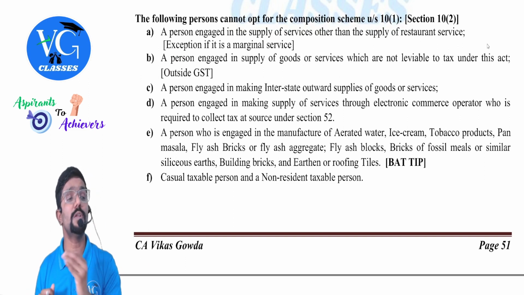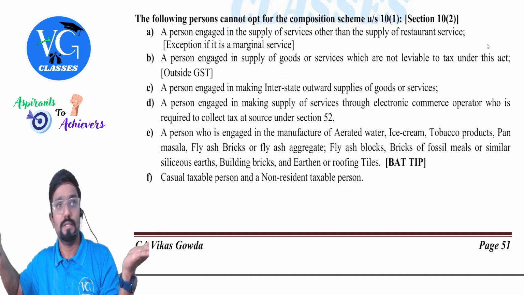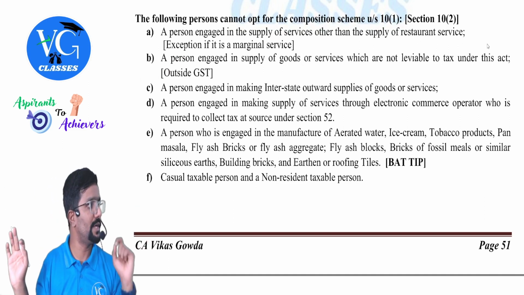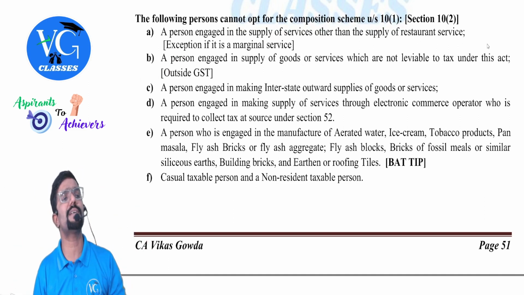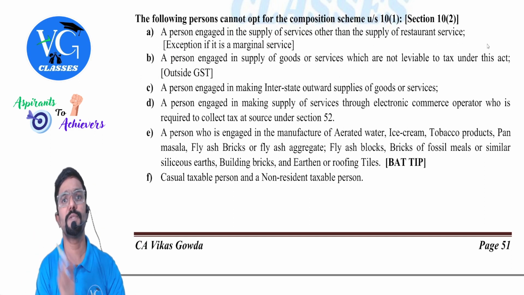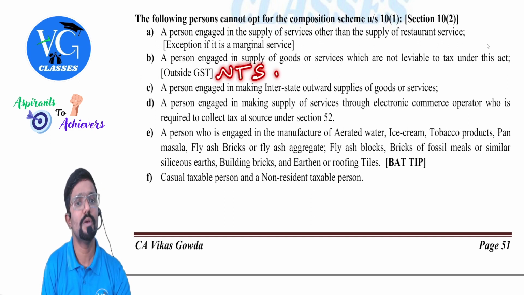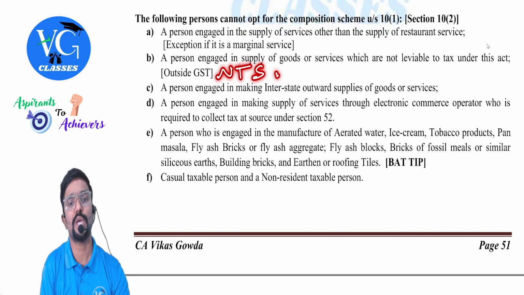No. Sir, one more thing. I am supplying alcohol along with restaurant service. Can I follow composition scheme? No. They told if you are supplying any one of the non-taxable supply, you are outside composition scheme. You are outside composition scheme, guys. Yes. If you want, you can just mention there non-taxable supply. NTS. Non-taxable supply.